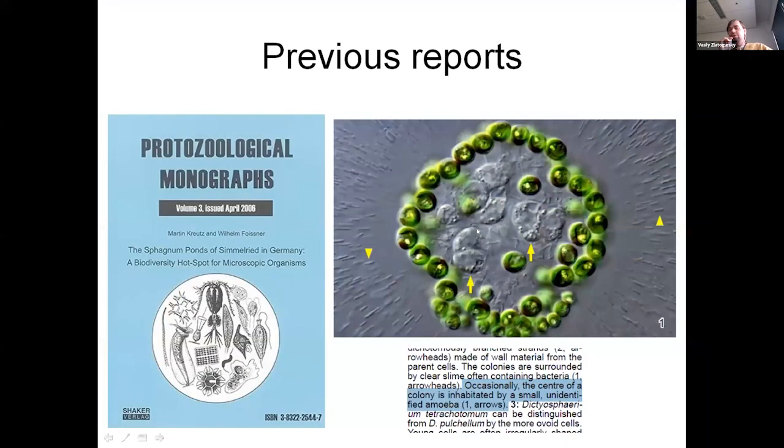So our question was, what are we looking at here? We did an extensive search in the literature, and the only hint we have found is this source, this book, which showed a pretty similar system and was referring to a small unidentified amoeba infecting Mucidospherium colonies. So what we're dealing with is probably a new undescribed species of amoeba, and it has a strong association with this green algal species.